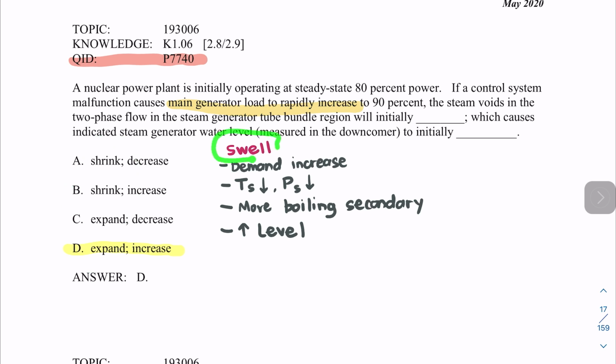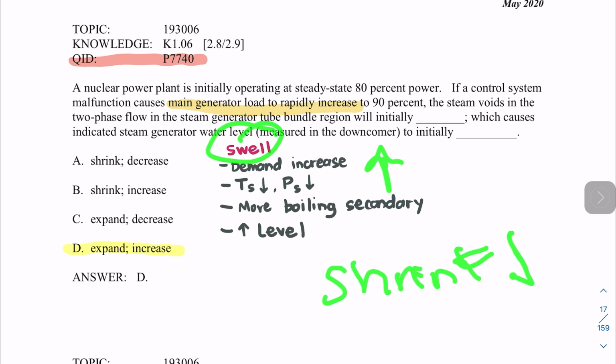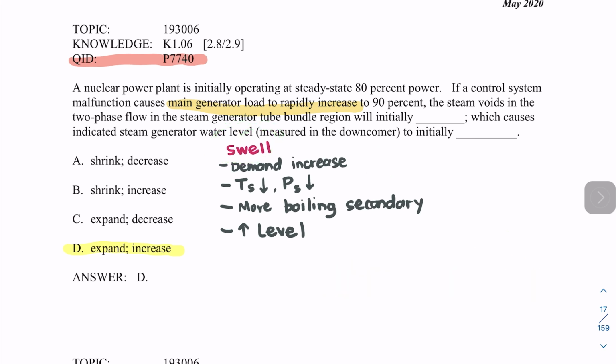Remember, expand is swell. So since I have an increase in my demand, I know that they're going to swell, and that causes the indicated steam generator water level to increase. Since I have a demand increase, my water level is going to increase, right? So I swell, I increase. If I shrink, my level goes down in my steam generator. That's kind of how I remember these questions.